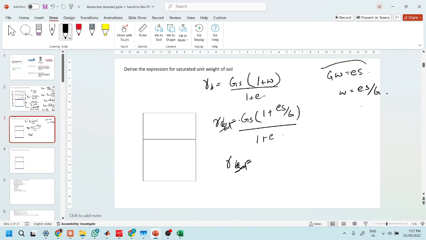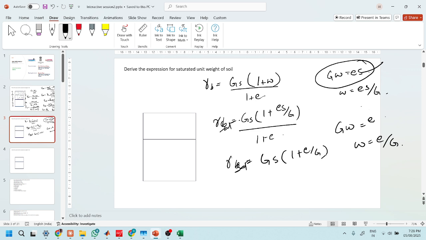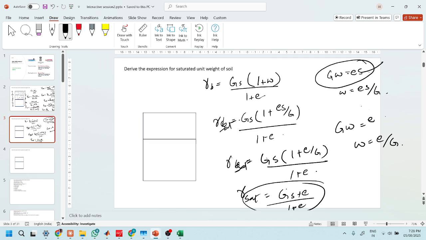Basically, what we can do is we can take S here also. What we will do is GW equals E and W equals E by T. So we can do here 1 plus E by T, 1 plus E. And if we multiply all throughout, this will be GS plus E, where the gamma plus E is the gamma. That is the derivative for it.